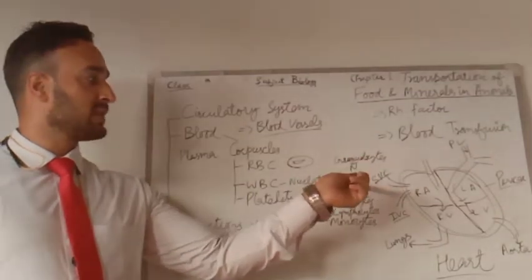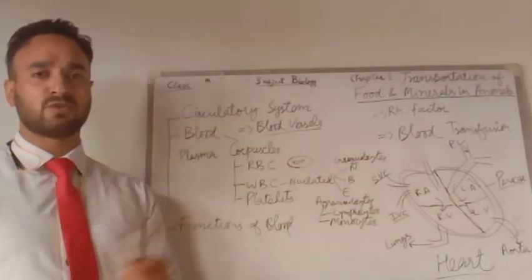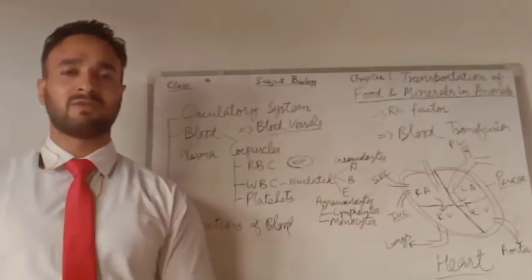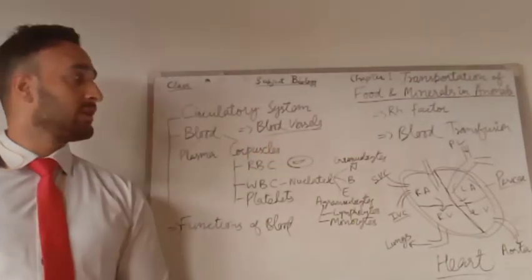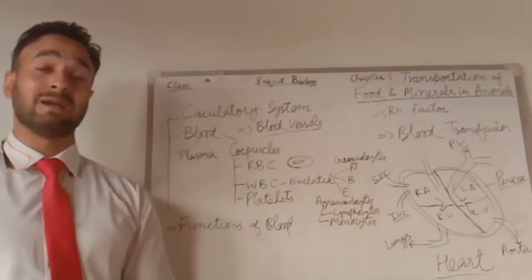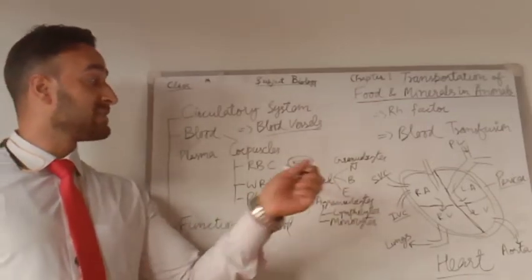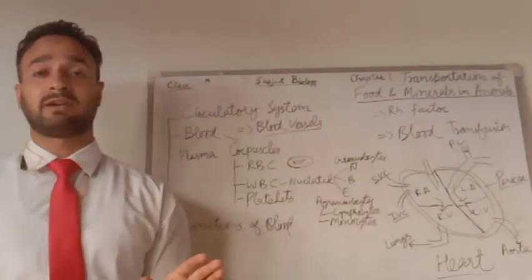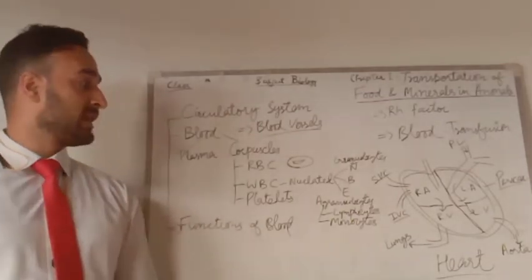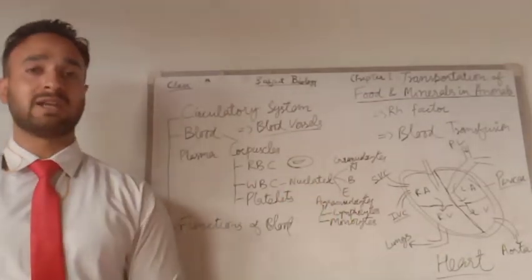N for neutrophils, B for basophils, and E for eosinophils. So neutrophils, basophils, and eosinophils are the granulocytes, WBCs. The second kind is the agranulocytes. They do not have granules. They are agranulated, and there are two kinds: lymphocytes and monocytes.